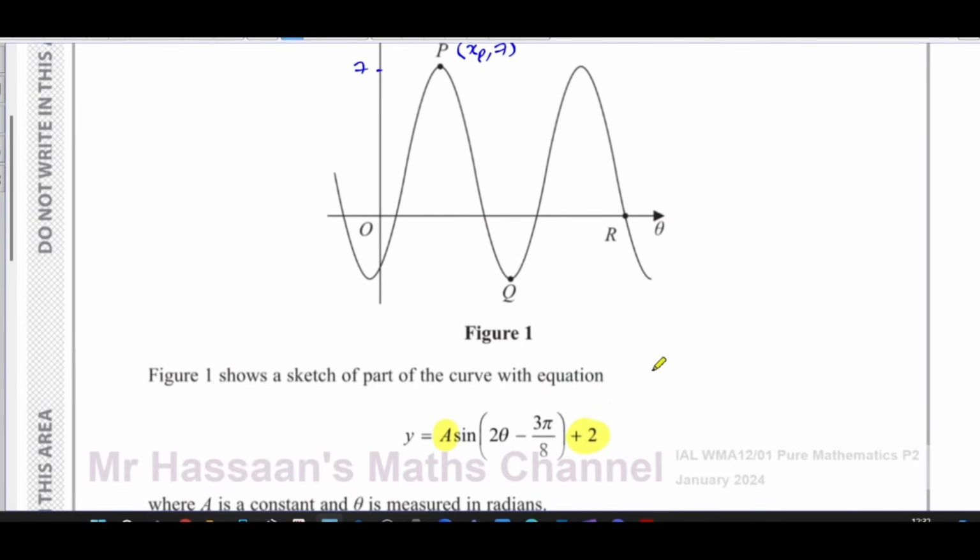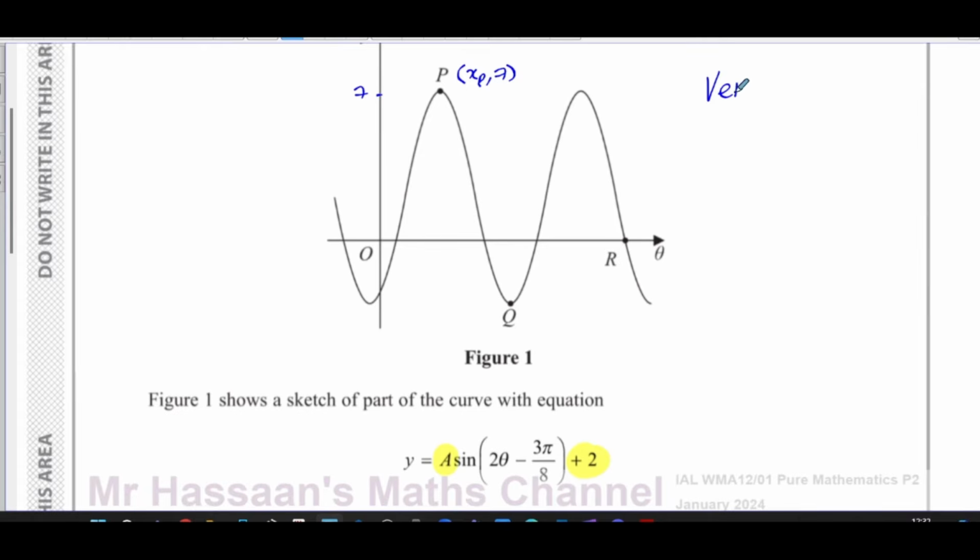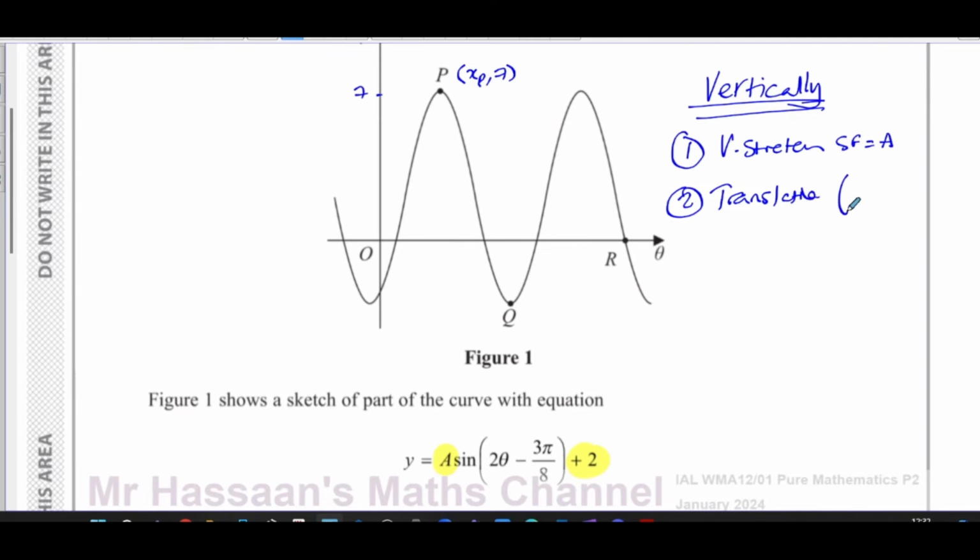So basically, vertically, 2 things have happened. Horizontally, something else happened, but vertically, this is what's happened. The first thing that happened vertically was it was stretched by a factor of a. So you say a vertical stretch, scale factor equals a. We don't know what it is, but that's what we have to find. And the second thing that's happened is a translation vertically, and the vector will tell us that it's vertical anyway. Translation of vector (0, 2). So that's what's happened to the coordinates of P.